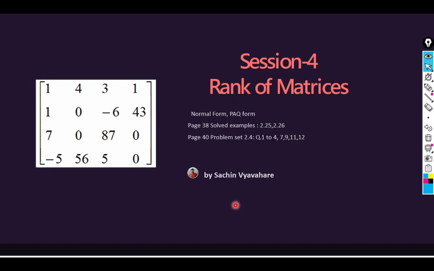Hello everyone. In today's session, you are going to learn about the normal form of the matrix and the PAQ form of the matrix. Both these forms are used to get the rank of the matrix. So first we'll start with the normal form.